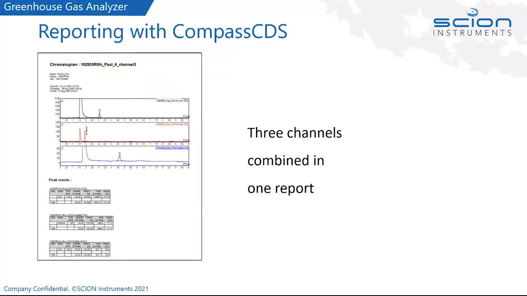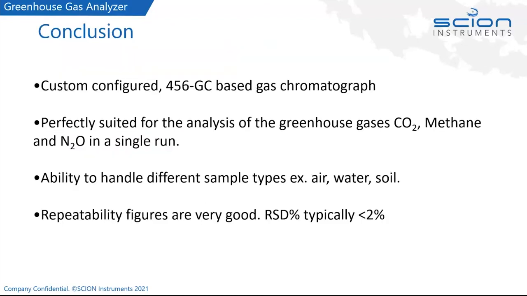So this greenhouse gas analyzer is based on the 456 GC, and it's perfectly suited for the analysis of CO2, methane, and nitrous oxide in a single run. This run takes about 10 minutes, so you can run multiple analyses in one day if you have a lot of samples to do.